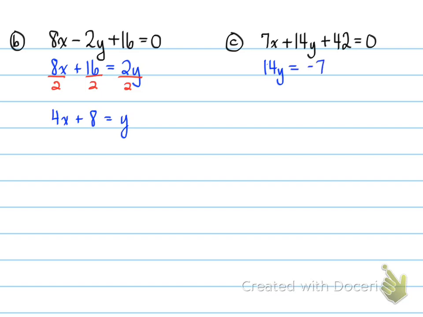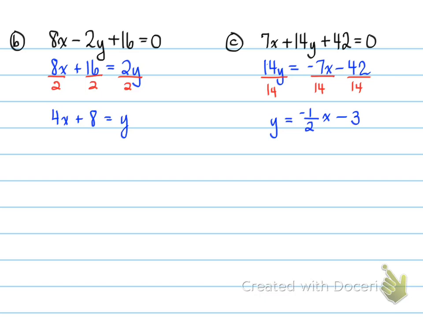14y equals negative 7x minus 42. Next step is to divide each term by 14. Divide by 14, divide by 14, and divide by 14. What do you end up with? You end up with y equals negative 7 over 14, which is negative 1 over 2x, minus 42 over 14, which results in negative 3. So the final answer here is y equals negative 1/2 x minus 3.